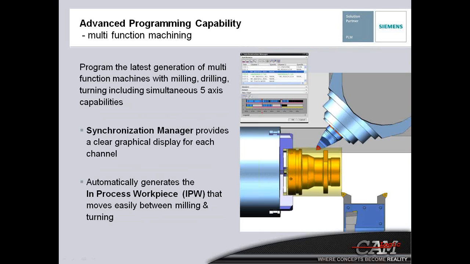NXCam offers a complete range of machining capabilities for the latest multi-function machines to support simultaneous multi-axis operations. The graphical display, which you can see up above the machine tool here, provides interactive control for machining sequences across multiple channels. This allows the users to keep track of the in-process state of the workpiece, which is a critical component of effective mill turning. NXCam will automatically generate an in-process workpiece and provide a seamless transfer of workpiece from one turret to the next. Or I should say, sorry, one spindle to the next.